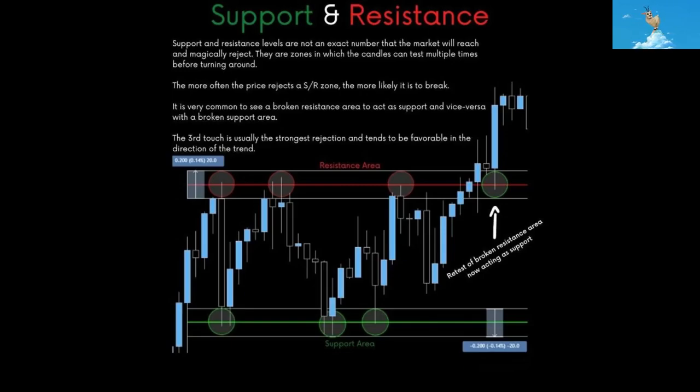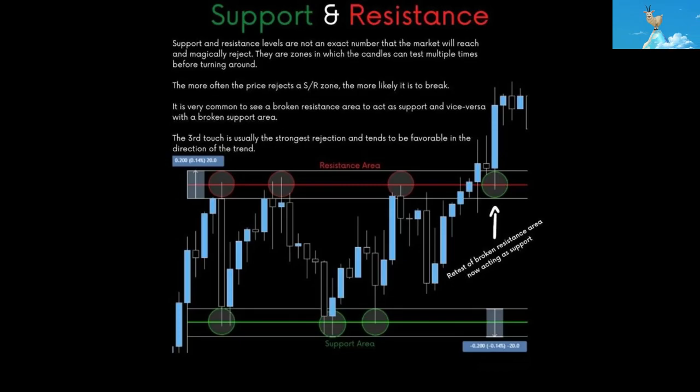Now I want y'all to remember the 3-touch rule. The more often that the price rejects a support or resistance zone, the more likely it is to break. And the 3rd touch is usually the strongest rejection and tends to be favorable in the direction of the trend. Let me decode that for y'all. Every time the price comes back to touch a zone it just left from, look at the screen.